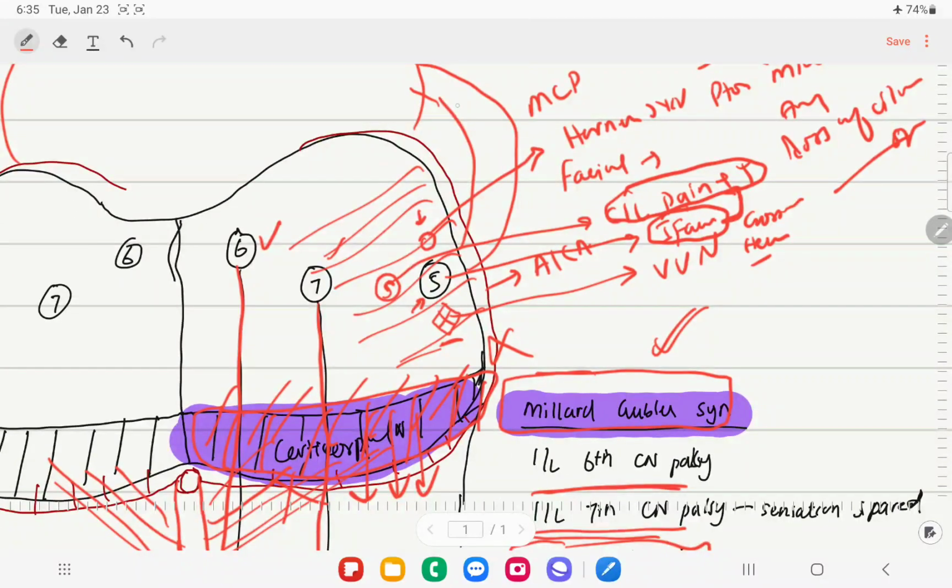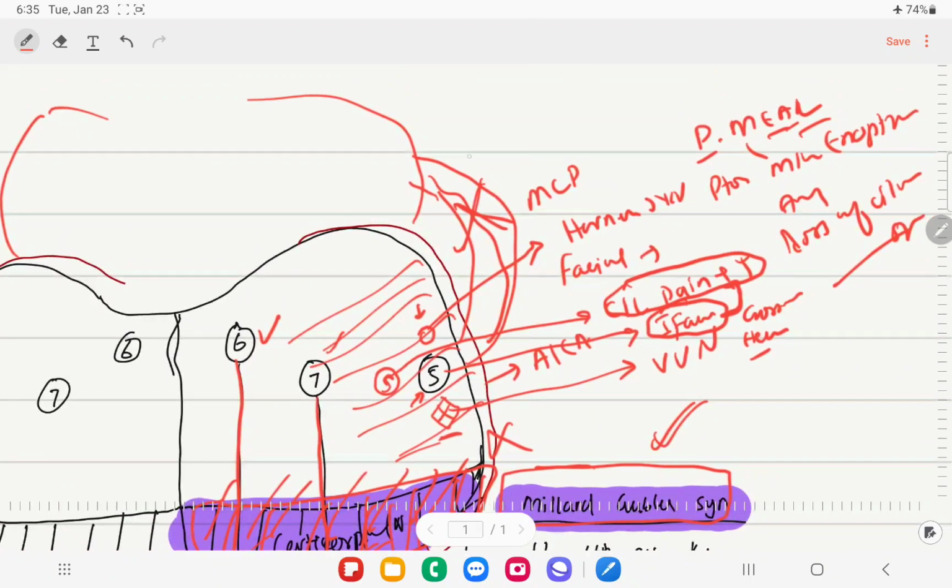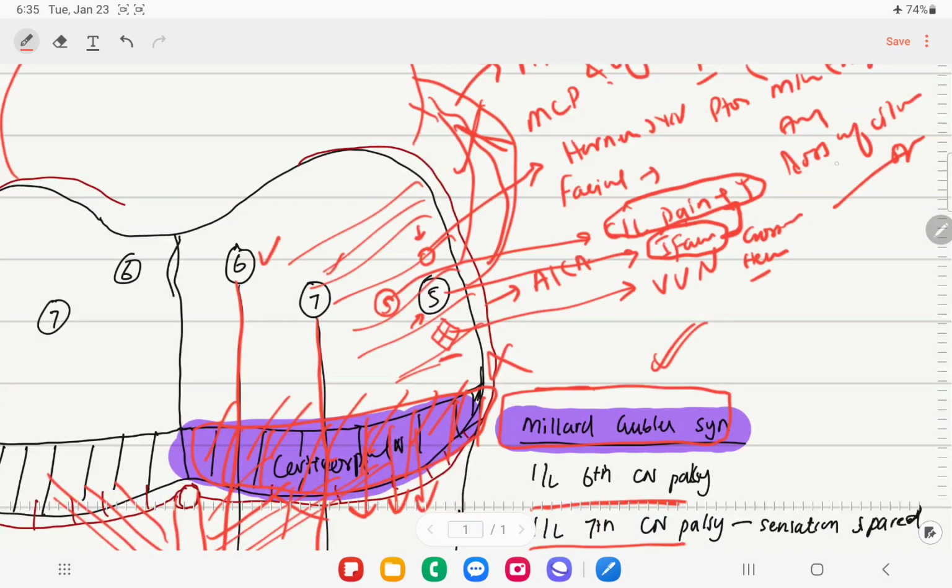And the cerebellar peduncle is also going to get involved. So we'll have features like ataxia and dysmetria, right? All of these features are called the lateral pontine syndrome, right?